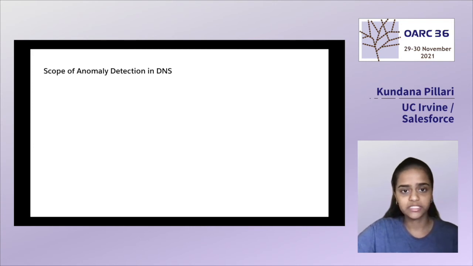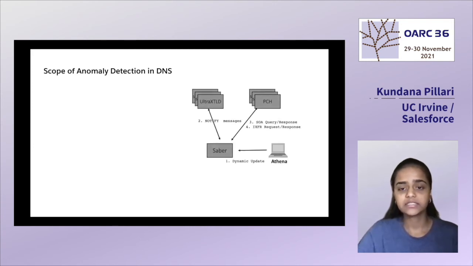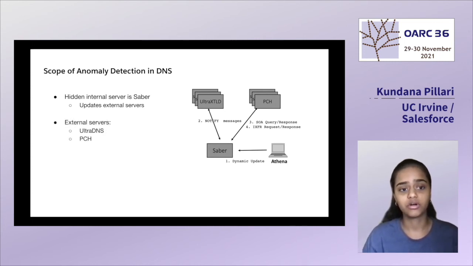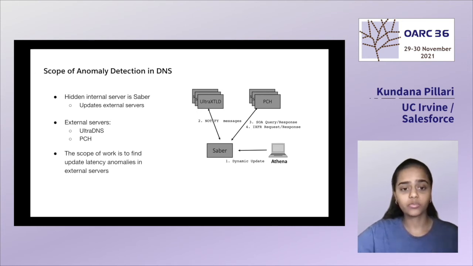So, scope of anomaly detection in DNS. This is the zone infrastructure at Salesforce. Athena is a system built by the public DNS team at Salesforce that sends dynamic updates to a hidden internal server called Saber, which then updates the external servers. The particular servers I looked into are UltraDNS and PCH. So the scope of my work is to find update latency anomalies in these external servers and in this process.